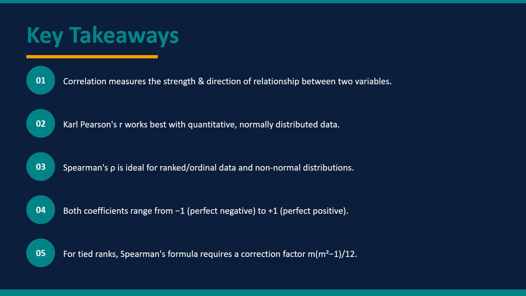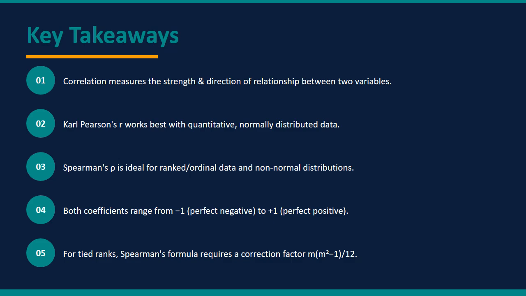We first discussed Karl Pearson's coefficient of correlation, which is one of the most widely used measures. It measures the linear relationship between two continuous variables, and the value ranges between -1 and +1. So +1 indicates perfectly positive correlation, -1 indicates perfectly negative correlation, and 0 indicates no correlation. We should remember that this method is best suited when the data is numerical and continuous, the relationship is linear, and there are no extreme outliers affecting the data.